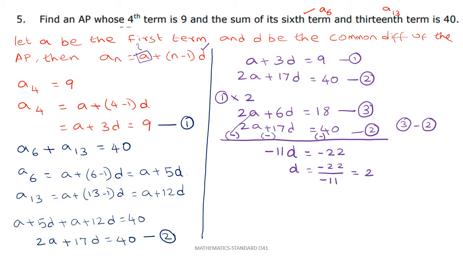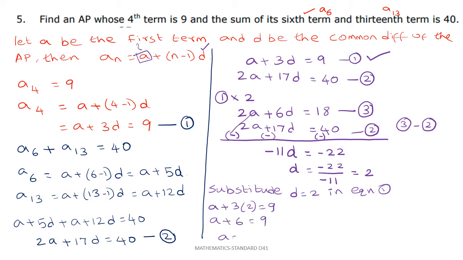So how we can find A? We have so many equations. We can use any equation. Let me choose equation number 1. So substitute D equal to 2 in equation 1. So what will come? A plus 3 times 2 equal to 9. So A plus 6 equal to 9. A equal to 9 minus 6, which is nothing but 3. So now we know A also.